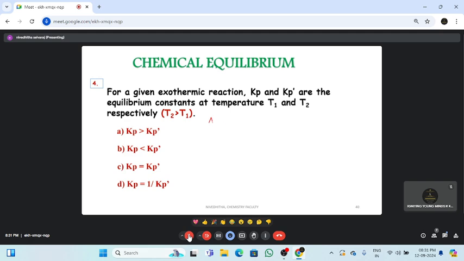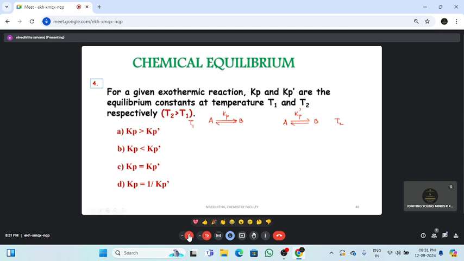So I have a chemical reaction where A is the reactant and B is the product. And this reaction is at equilibrium. This reaction is happening at the temperature T1, and for this reaction, the equilibrium constant is Kp. This same reaction is occurring at T2 temperature, and for this reaction, the equilibrium constant is Kp prime.